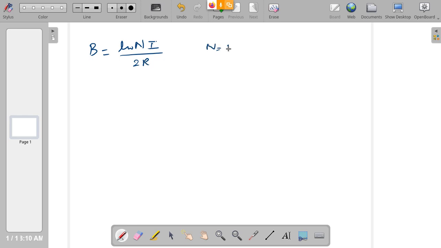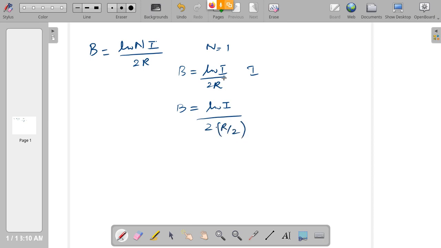First time N is equal to 1. So B is equal to mu naught I by 2R. Since no numbers are given, we can keep it as such. This is for the first case. For the second case, B is equal to mu naught, same current is there, so I divided by 2 into, now the radius becomes, double loop means R by 2. But now the number of loops N is equal to 2. For the second case, N is equal to 2. So we have to multiply by 2 here, because N is in this formula.